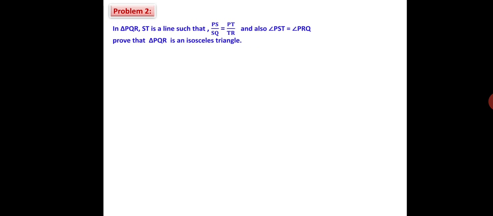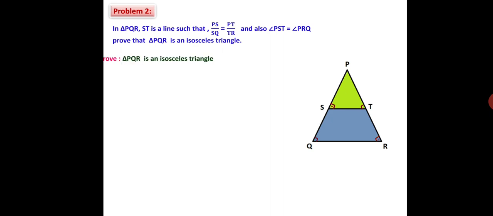So in triangle PQR, it is shown here, ST is a line such that PS upon SQ is equal to PT upon TR, and angle PST is equal to angle PRQ. It is given. You have to prove that triangle PQR is an isosceles triangle.